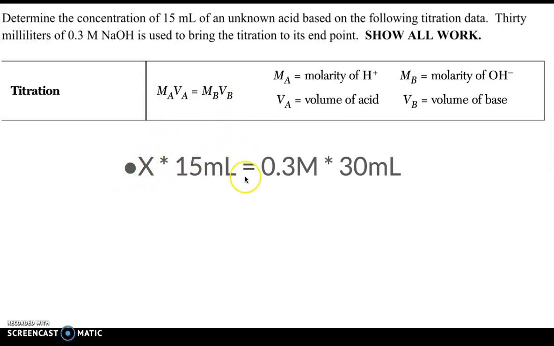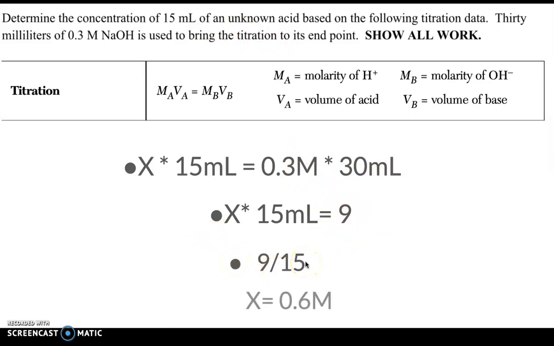We know the volume of the acid, which is 15 ml. The molarity of the base is known, and they already brought the titration to an endpoint, and it said it took 30 milliliters for the solution to turn pink. So we're going to multiply 0.3 times 30, and that gives us 9. And then we're going to divide 9 by 15, and our answer is 0.6 molar. This is our second and our last example.